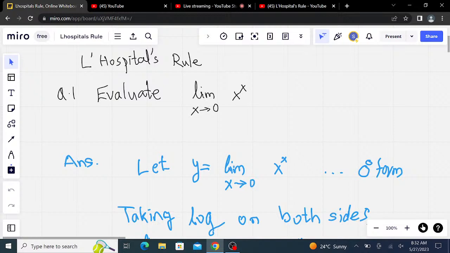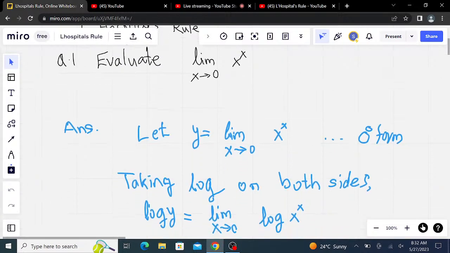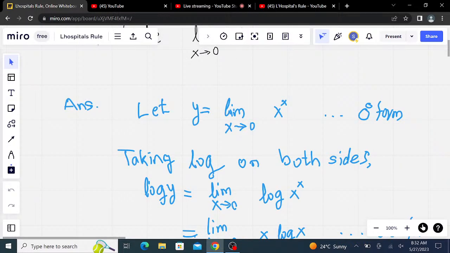So what to do? There is no other go. We have to bring x down. For that, we have to take log. So let us just nominate this. Let us call it y. y is equal to limit x tends to 0 of x raised to x. Then we take log on both sides. It becomes log y equal to limit x tends to 0 of log of x raised to x.